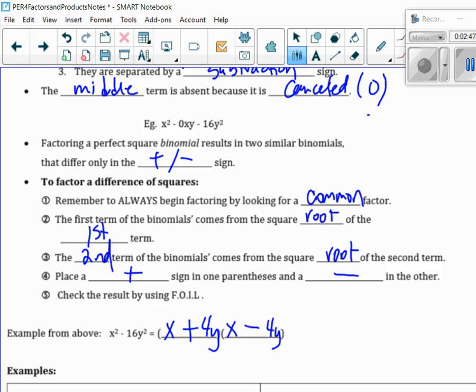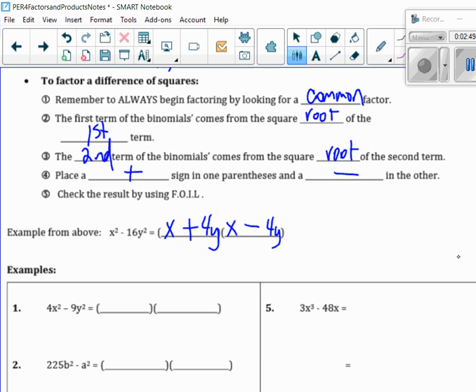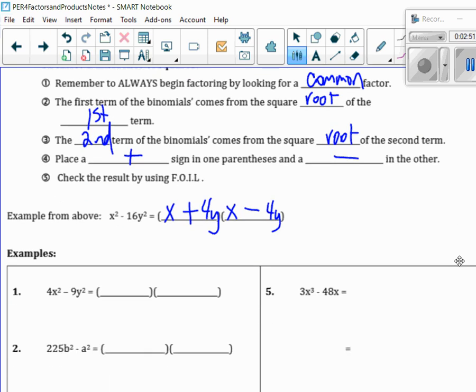And why does this actually work to factor? Let's FOIL this out. x times x gives us x squared. Outer gives us minus 4xy. Inner gives us plus 4xy. Do you see that those terms cancel each other, or zero out? And then, of course, the last term is minus 16y squared.